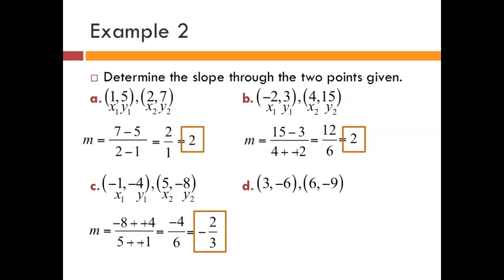All right, and the last one, we have 3, negative 6 and 6, negative 9. That will be x1, y1 and x2, y2. And then now we can find the slope. That's going to be negative 9 minus negative 6 over 6 minus 3. Now negative 9 minus negative 6 is the same as negative 9 plus positive 6. And that's going to equal negative 3. And on the bottom we have 3. And that's equal to negative 1. So our slope is negative 1.